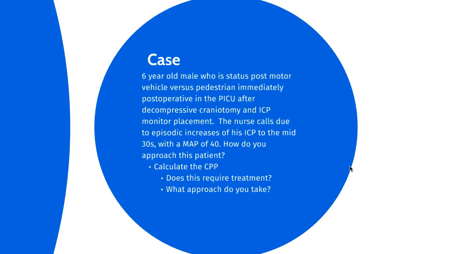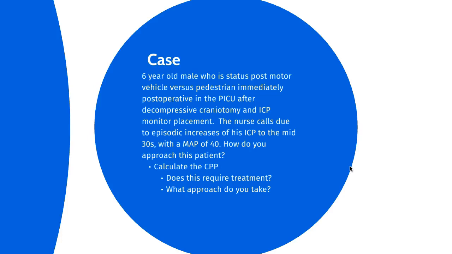So how are you going to approach this patient? First you want to understand, okay, what is his CPP? Is it adequate? And do we need to do anything about it? In this instance, if his ICP is 30 and his MAP is 40, that gives you a gradient of 10 to suggest that he is not getting adequate blood flow to his brain during these periods. And so I would say in this situation, yes, it's going to require treatment.